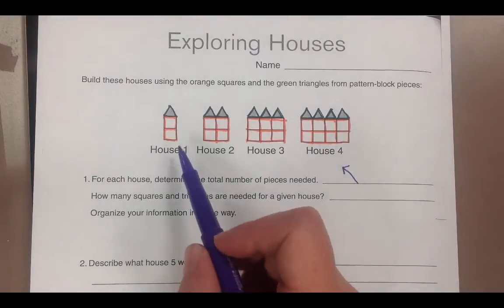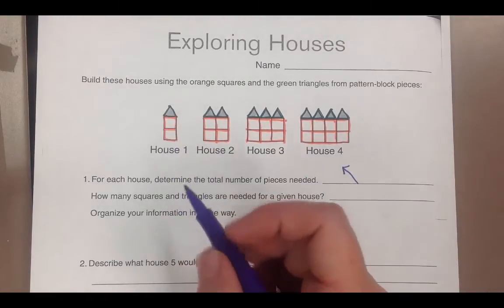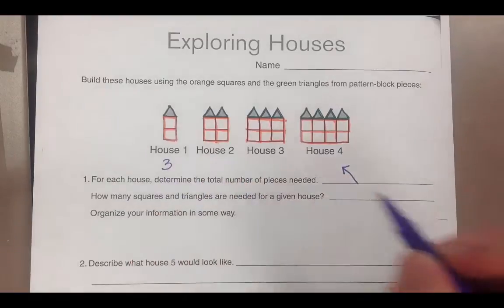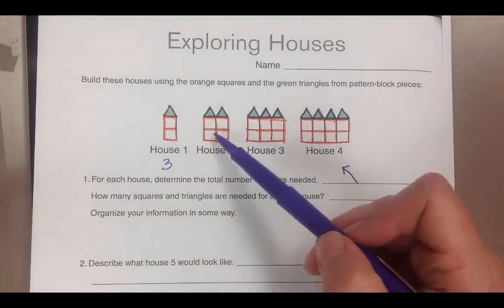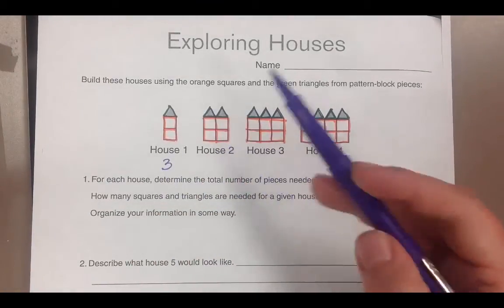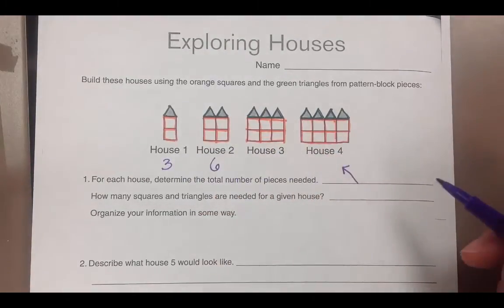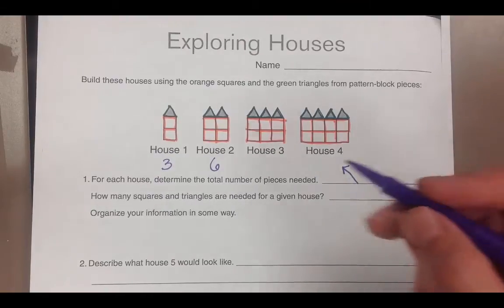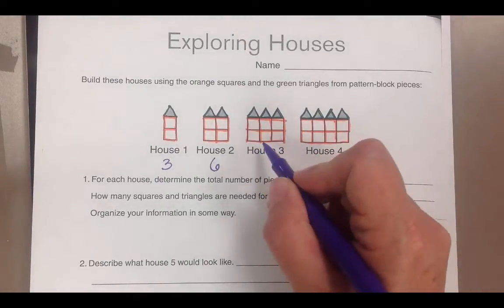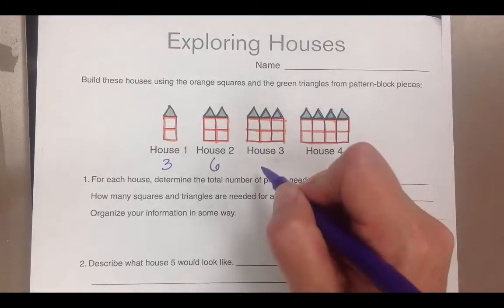So for house 1, I have 2 squares and a triangle. That's a total of 3 pieces. For house 2, I have 4 squares, 2 triangles. That's a total of 6 pieces. For house 3, how many pieces do we have? Right, we have 9. 6 squares, 3 triangles, 9.